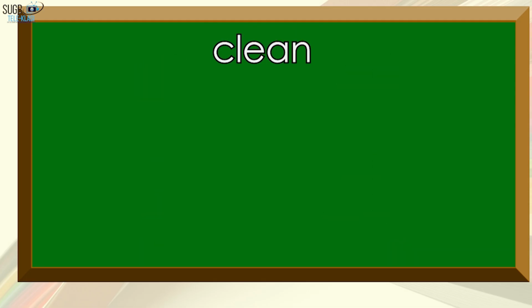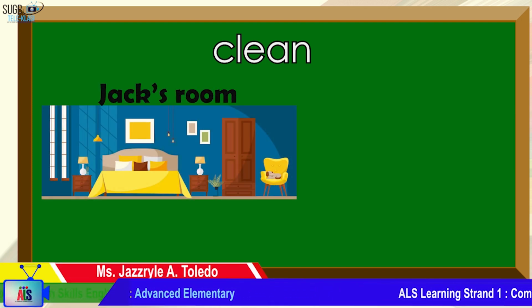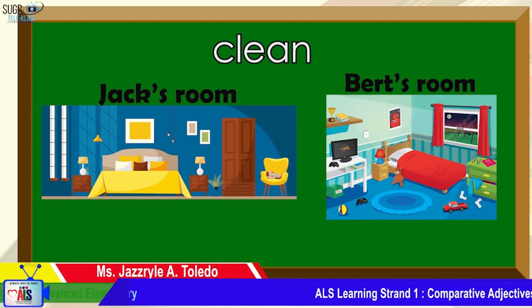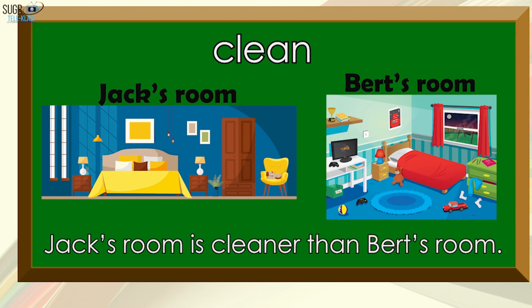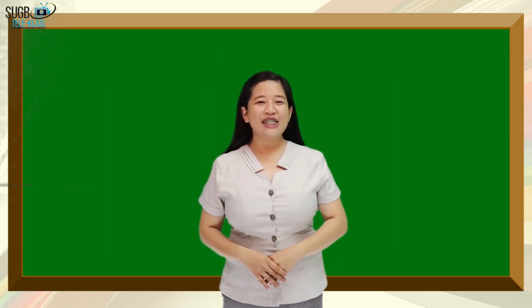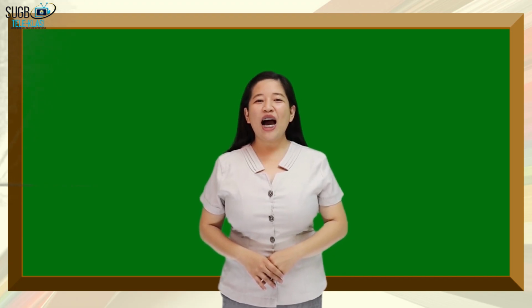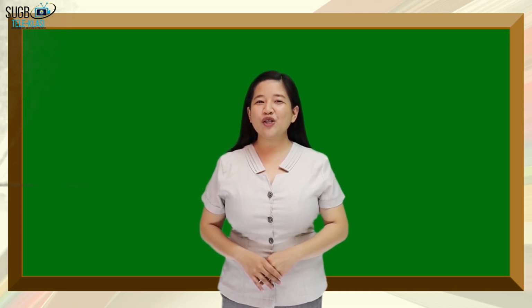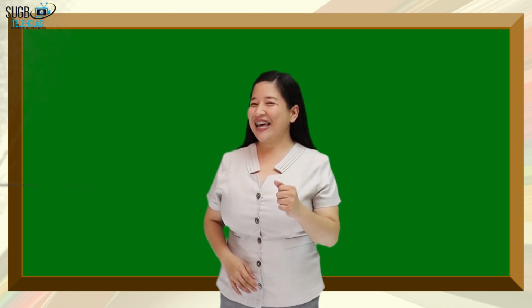The last word is clean. How do you compare Jack's room from Bert's room? Great job! Jack's room is cleaner than Bert's room. Amazing! You're now ready to use one-syllable adjectives in comparing two things. This time, I want you to change the following adjectives that I'm going to show you to its comparative form. I'll give you 30 seconds to answer. Let's start!